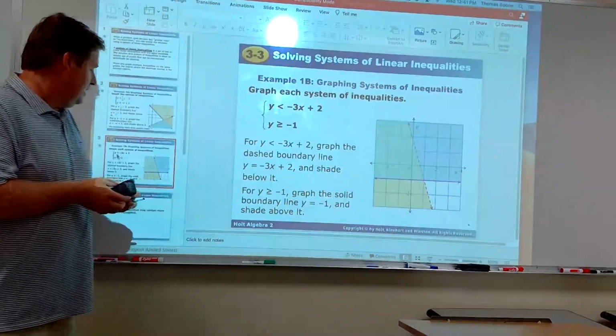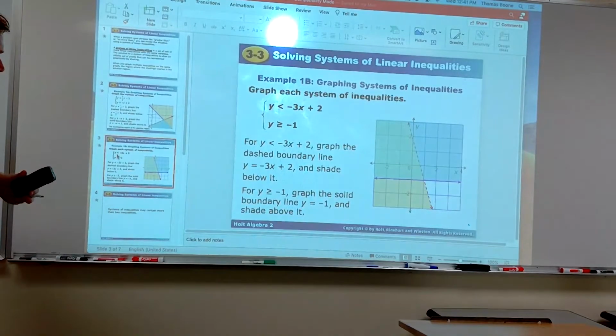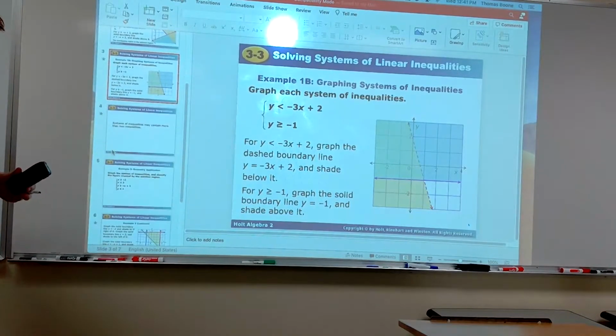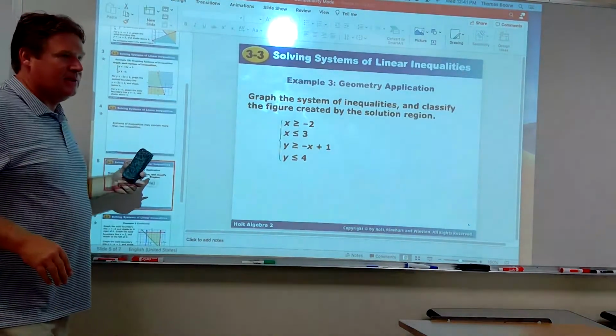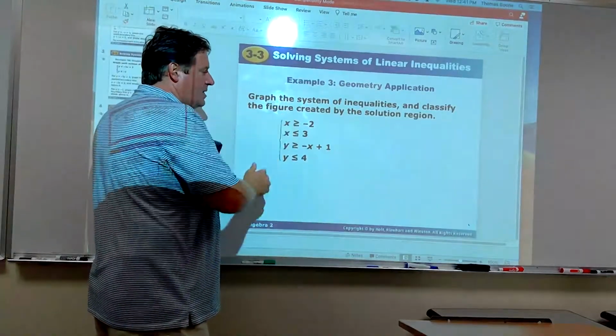All right, so again, stuff that we've done before, it's now we're just graphing two or more. And this can get really fun, actually, if you graph a bunch of things on there. Here's a good example. Look at this. Now we have 4 lines. So now you've got to think. x is greater than or equal to -2.